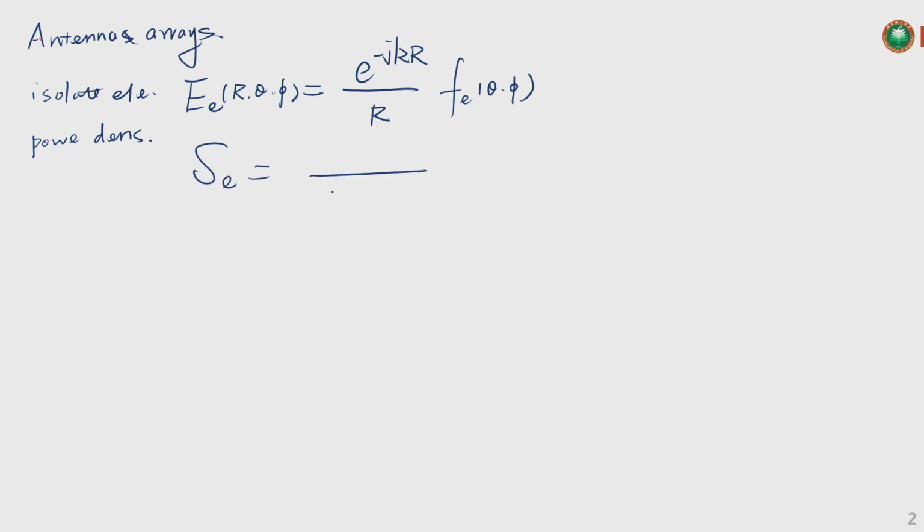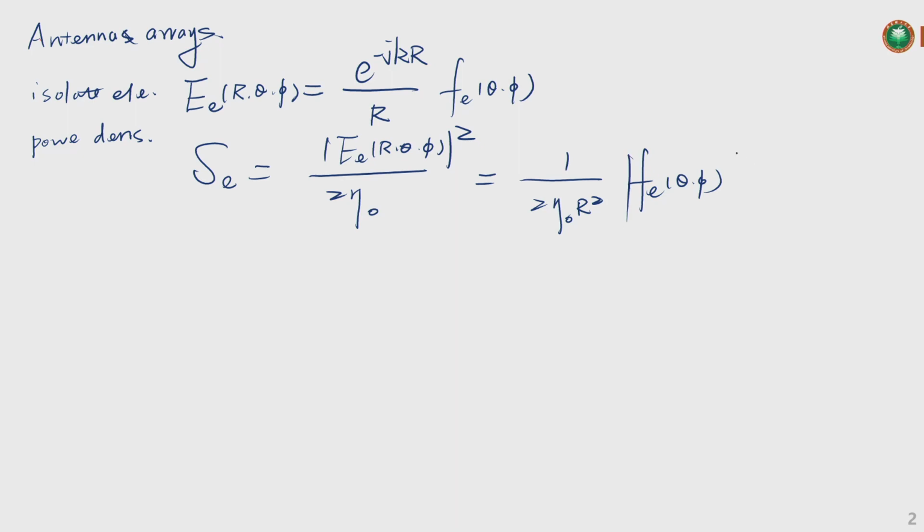Equals eta node times the E phi squared, and then finally it can be expressed as beta node over r squared times f squared. Alright. Okay. So this is just for an isolated element.